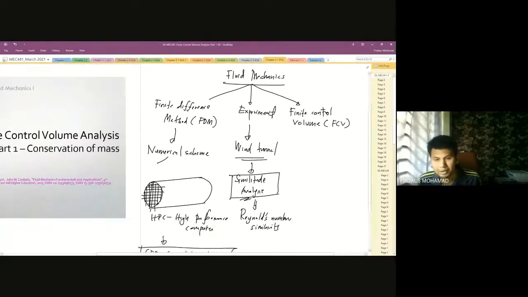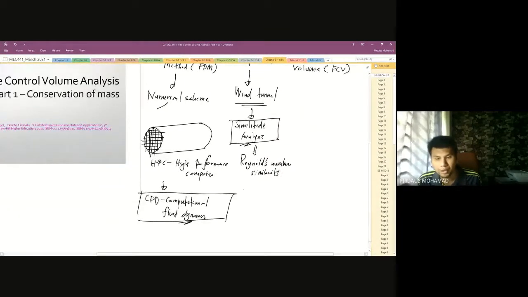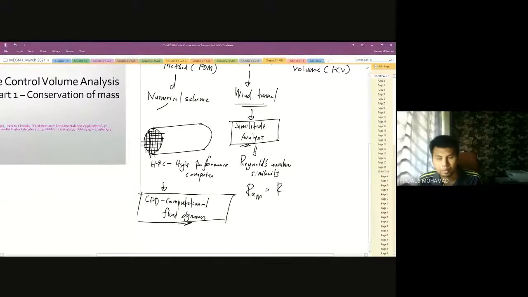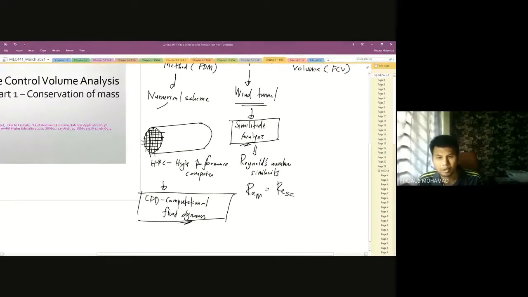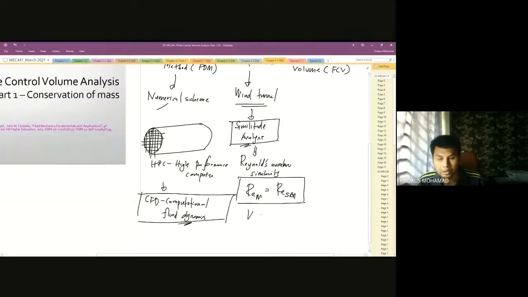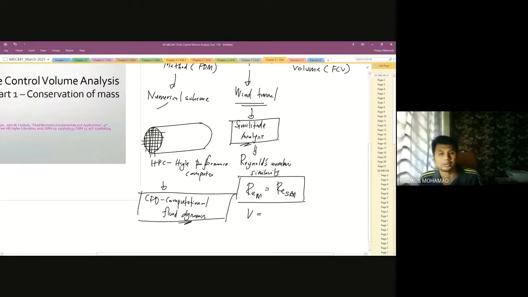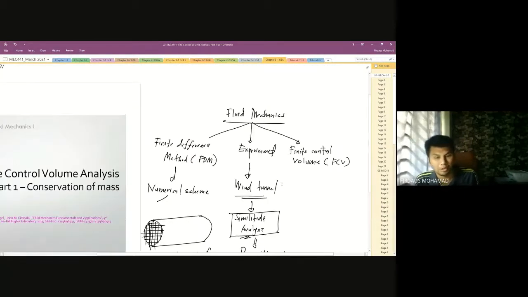Okay, so maknanya apa kat sini? Reynolds number similarity means that we can use the Reynolds number for the actual model equal to the Reynolds number for the scale model. Based on this, we can identify the required velocity for the wind tunnel so that we can get that kind of similarity. This will be learned in chapter 4, for the experimental part based on similitude and dimensional study.